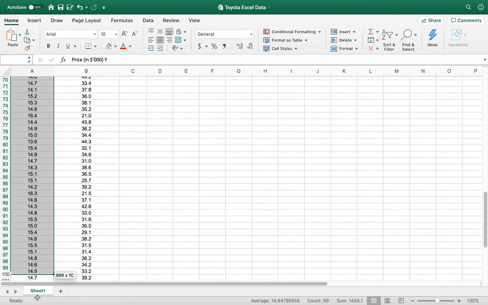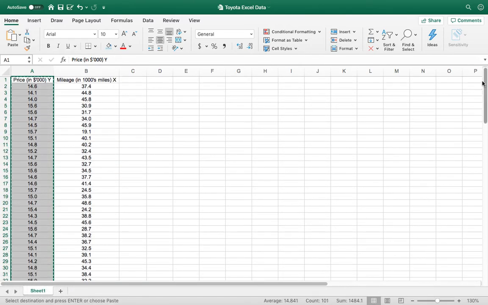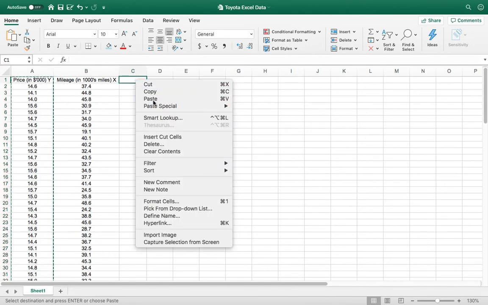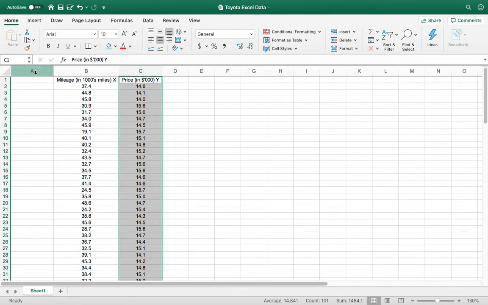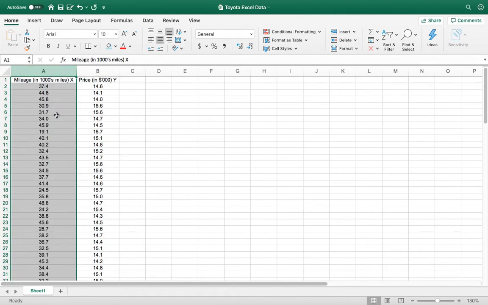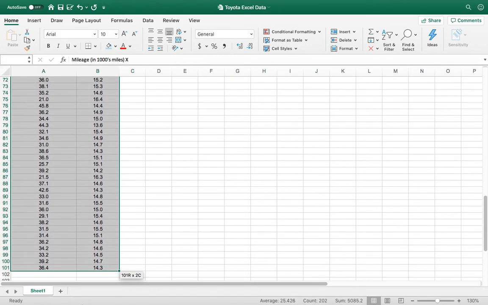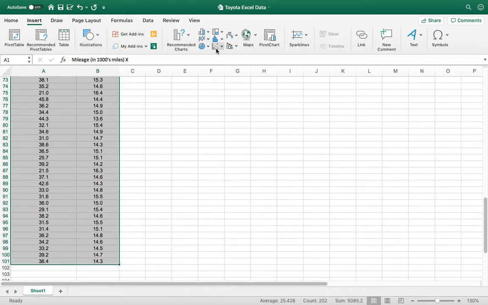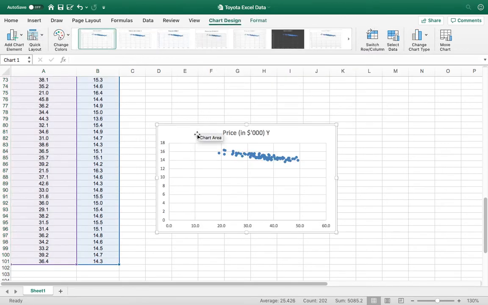You can just copy this data, cut it away from there, and paste it up here. There are other ways you can do it, but there you go. I did that because Excel does not like to have y first, then x when it's going to give you a scatter plot. So to get a scatter plot, let's highlight all the data, press Insert, come over to Scatter Plots, and press Scatter Plot, and that's what we get.